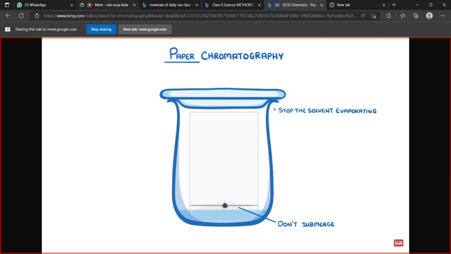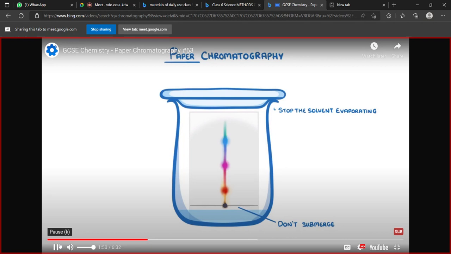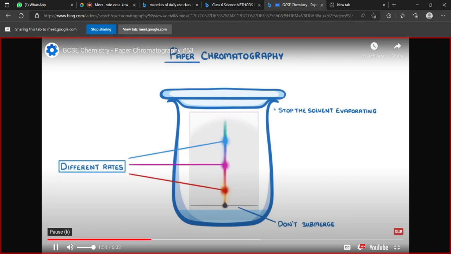And we just wait for the solvent to seep up the paper, and as it does so, the different dyes that make up our ink will dissolve in the solvent and move up with it. What makes this interesting, though, is that each of the different dyes will travel up the paper at different rates, and so they'll end up separating out, which tells us that each one must be a different substance. So we've basically separated out the different substances.